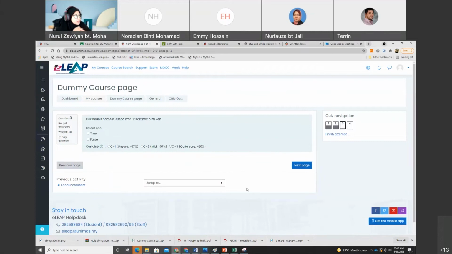Our dean's name is Associate Professor Dr. Katine binti Z. This is purposely done this way because students don't read thoroughly. I always ask them to read the instructions thoroughly, read the questions properly. So this is probably an example of true. Let's say the student did not read. Hot water will turn into ice faster than cold water. Can we have no 100% sure? False, 100% sure.